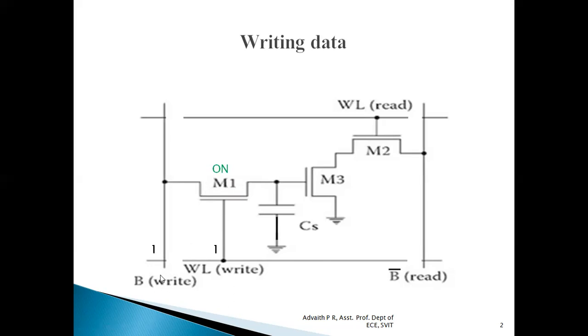Now suppose we want to write a logic level high, which is nothing but VDD. This logic level high will be transferred and stored in this particular capacitor. That means logic level high, which is nothing but VDD, will be stored in this storage capacitor. Similarly, if we want to write logic level 0, in the same way logic level 0 will be placed in the bit line, and that logic level 0 will be transferred and present in this storage capacitor.